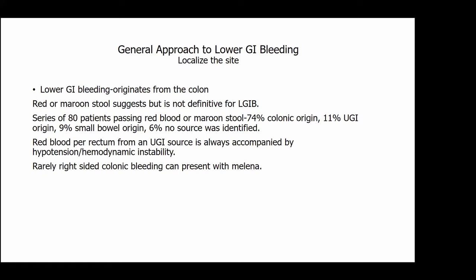Red blood per rectum from an upper GI bleed is always accompanied by hypotension and hemodynamic instability. So if you have a patient who's passing red blood per rectum and they are hemodynamically stable, you do not have to do an upper endoscopy to exclude an upper GI bleed because they don't have one. Rarely, right-sided colonic bleeds can present with melena as well, and presumably small bowel bleeds can present with melena also occasionally.